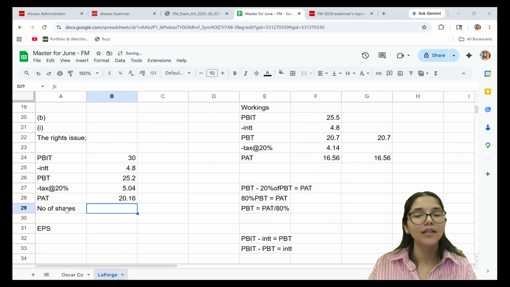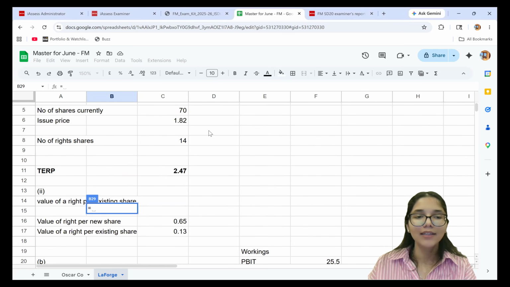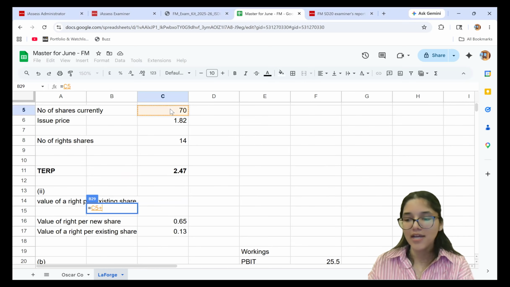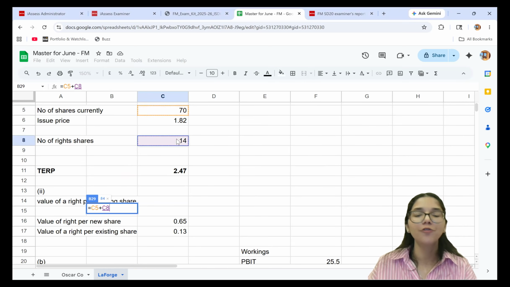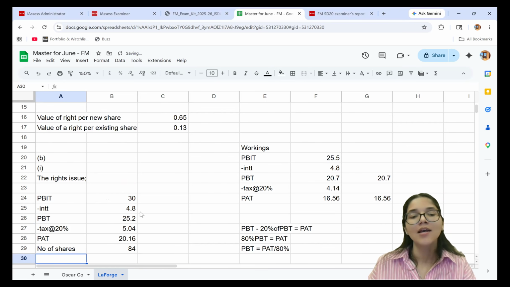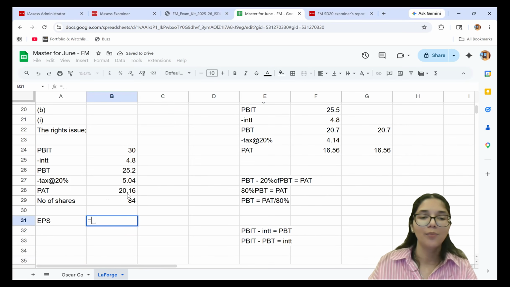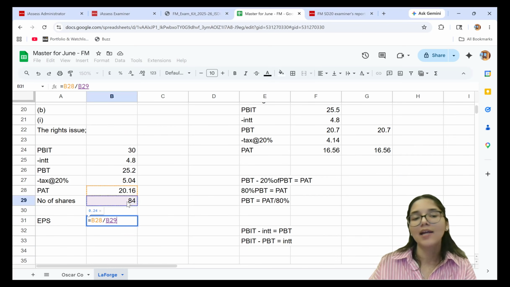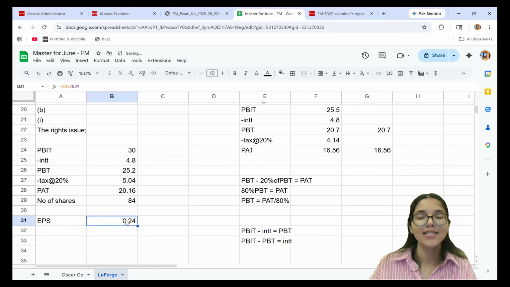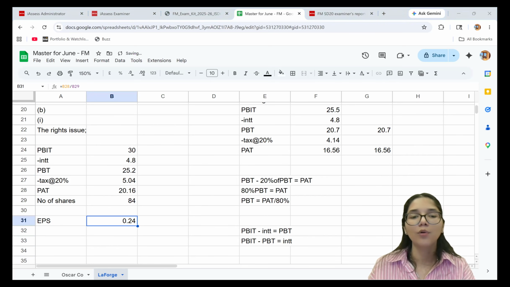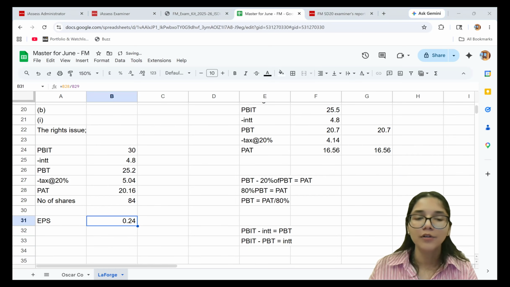Arhan, we will not just take the new number of shares, we will take old plus the new number of shares. So earlier the company used to have 70 million shares. Now the company has also issued 14 million more shares. So the total number of shares with the company is 84 million. Now I have every number that I need to calculate my EPS, PAT divided by my number of shares. So this tells me that if the company goes ahead with this particular arrangement, my EPS is going to be 0.24. Do you all follow till here? Any queries in any of the steps that we've done so far?